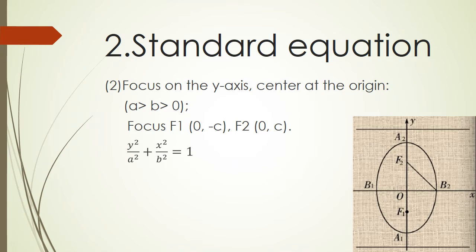The second equation has the focus on the y-axis and the center at the origin, a greater than b greater than 0. Focus F1 is (0, -c), F2 is (0, c). Y squared over a squared plus x squared over b squared equals 1.